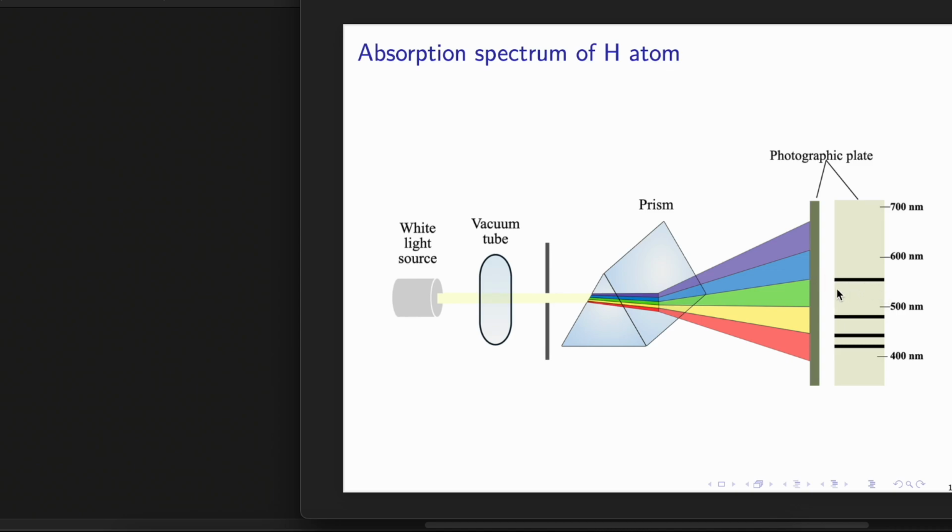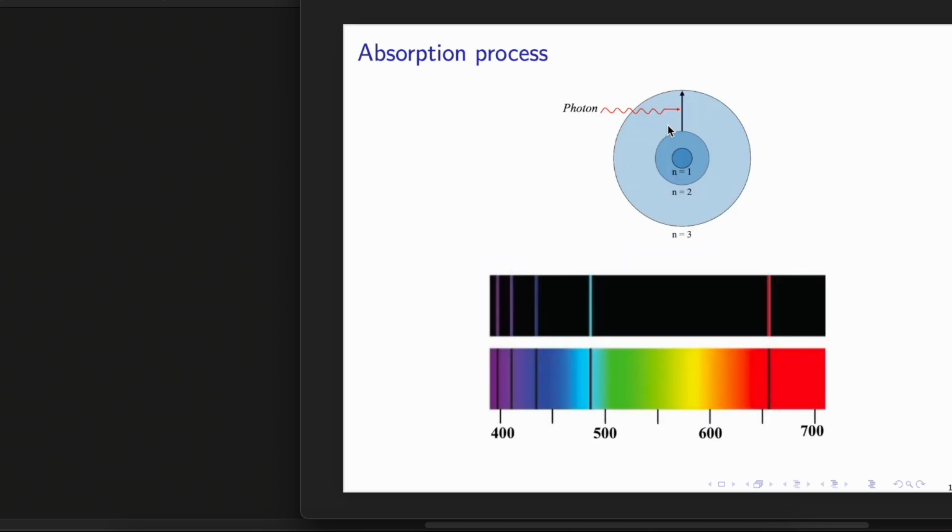However, what do we notice? We notice that there are black lines on the absorption spectrum. Here we have black lines instead of the colored ones that we have noticed in the emission spectrum. What happened here is that energy was absorbed at a specific wavelength by the hydrogen atoms. In the absorption process, the electron moves from a lower energy level to a higher energy level. For example, here we have an electron that moves from the second energy level to the third energy level. And when the electron moves to a higher level, it means that it has absorbed energy in the form of a photon of energy h nu.